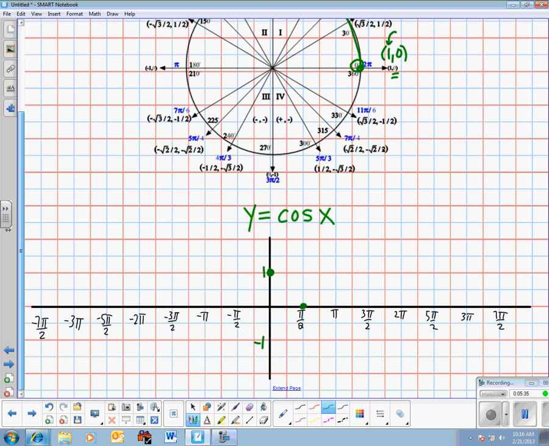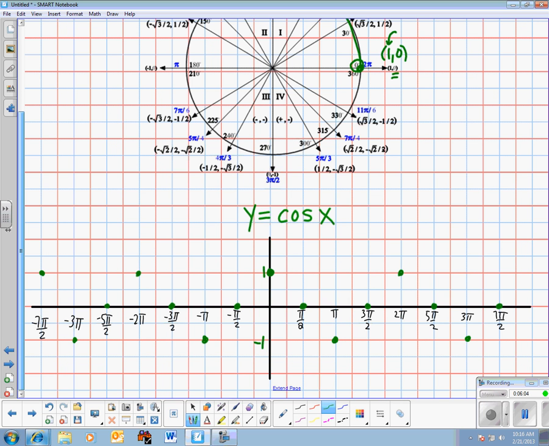When you get over to pi, which is on the far western side, if you see what I mean, you're at your furthest left. 3 pi over 2, the bottom of the circle, you're back to the middle, and so on and so forth. And then going the other way, you can just keep the pattern going. The fact that this graph goes left and right just illustrates that you can go around the unit circle backwards as well.